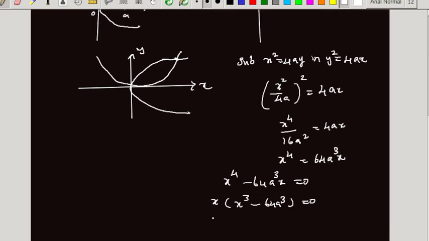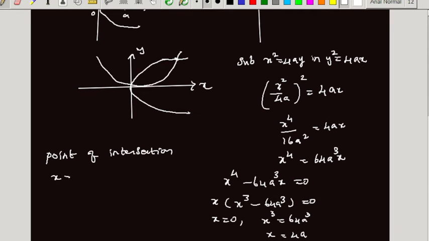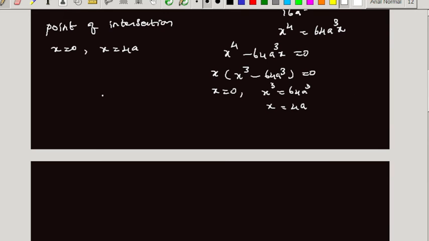So here we can identify that x is 0, or x cube is 64a power 3, so x we can write as 4a. So here the point of intersection is x is 0, x is 4a. So this point we must find out. This is the area enclosed between the parabolas. We mark it.